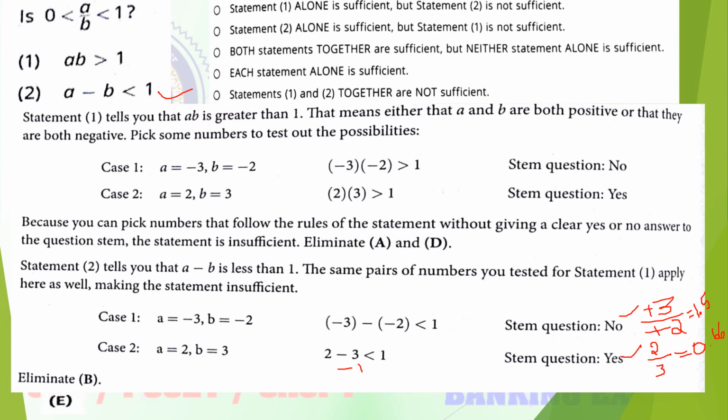So which option is correct? Option E is correct. Both statements together are not enough to find out the answer. So option E is correct. I hope all of you understood this type of problem. If you are getting two different answers from one statement, then you can't find out the answer.